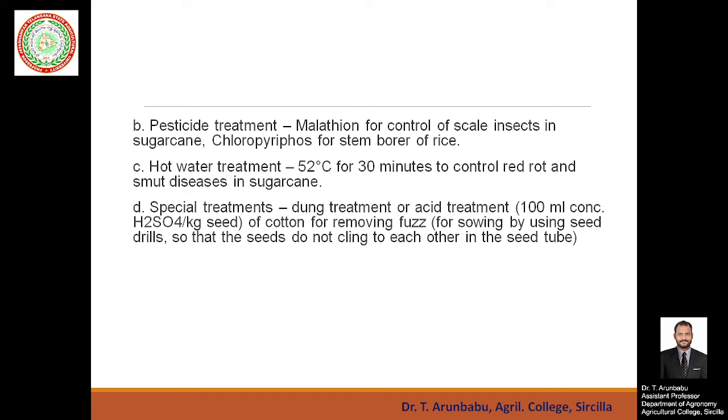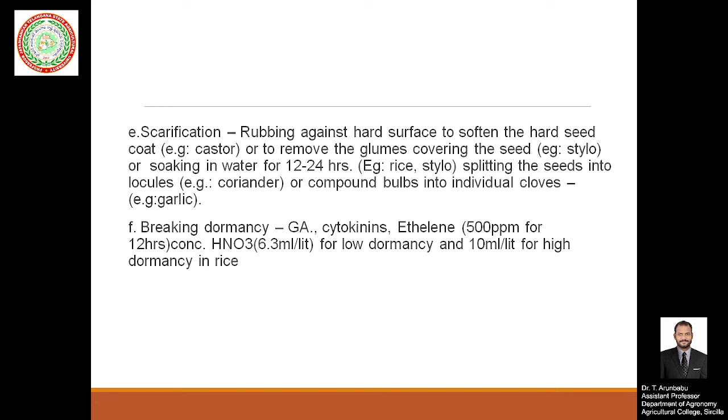Coming to the hot water treatment, generally the sugarcane sets are kept in hot water, that is 52 degrees centigrade for 30 minutes, to control red rot and smut disease in the sugarcane crop. And next, special treatments, that is the acid treatment: 100 milliliters of concentrated sulfuric acid per kg of cotton seed for removing the fuzz, for sowing by using the seed drill, so that the seeds do not cling to each other in the seed tube. So it is a special treatment. Coming to the next one, scarification.